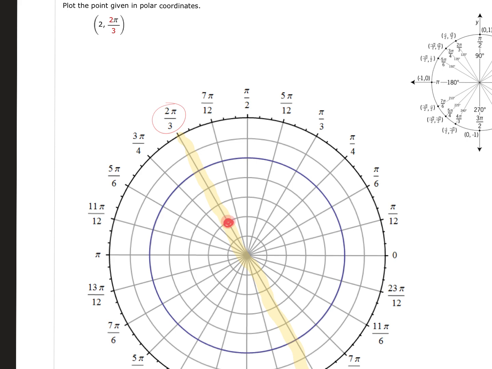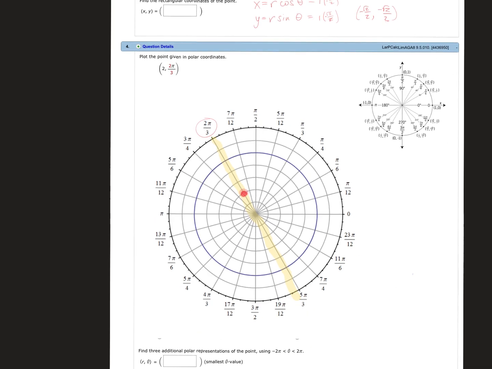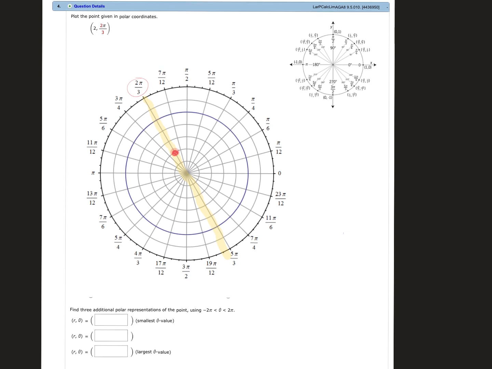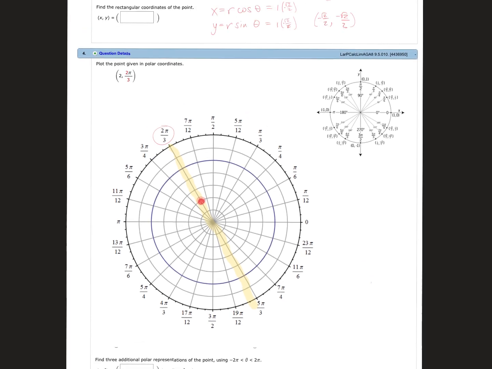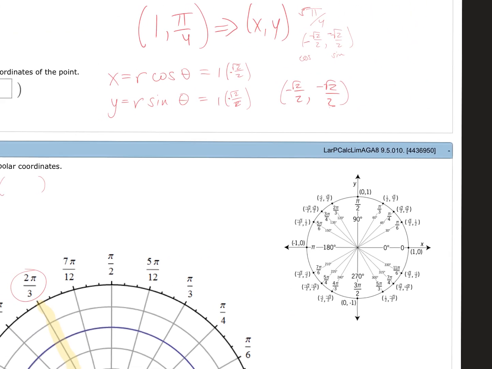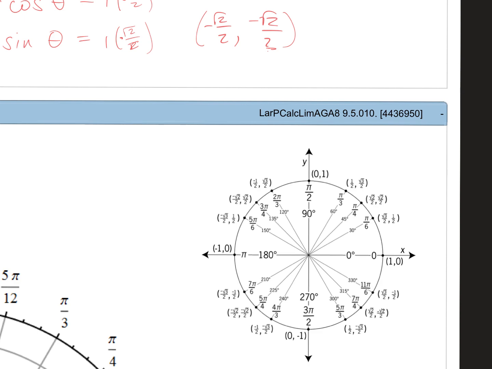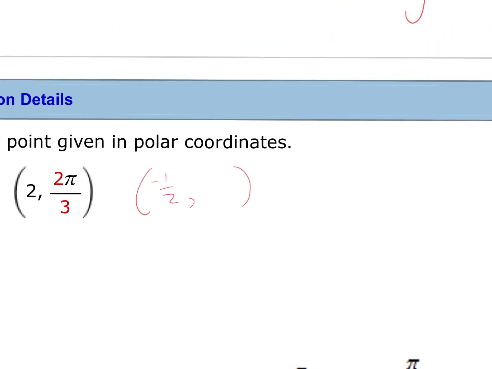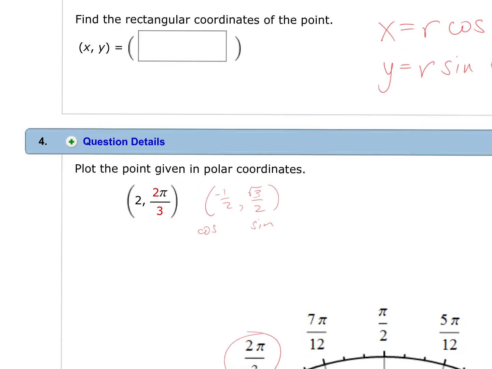Questions? All right, now we're going to convert. So if we're going to convert, again, I know it doesn't say to convert. We're going to do it right now. I just want to practice. So if we're going to convert here, what is the ordered pair at 2 pi over 3 on the unit circle? Negative 1/2 and the square root of 3 over 2. Remind yourself that the first value is cosine, the second value is sine, right?